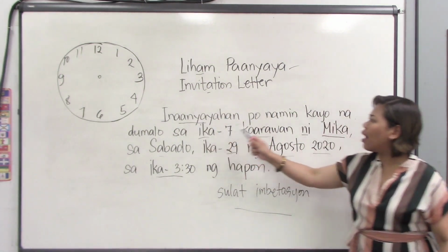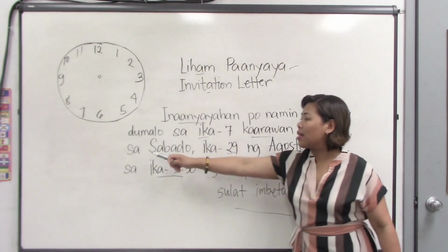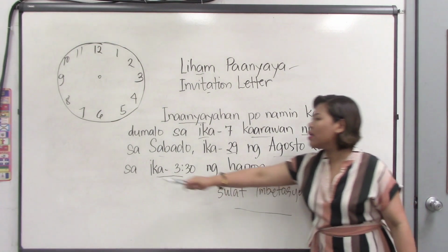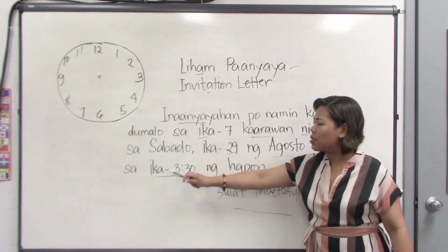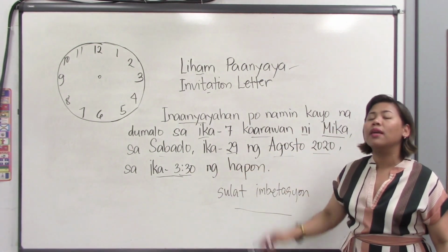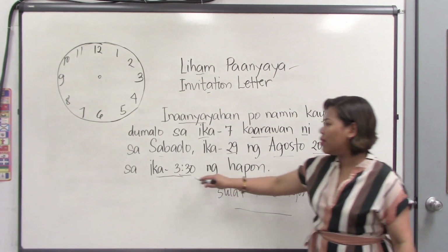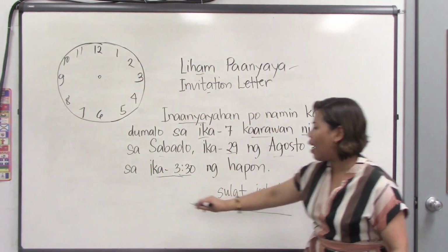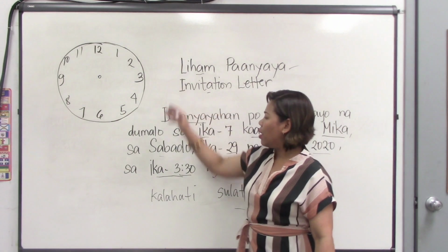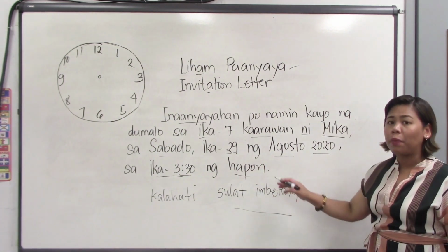So it says here, naanyayahan po namin kayo na dumalo sa ikapitong kaarawan ni Mika sa Sabado, ika-29 ng Agosto, taong 2020 sa ikatatlo at kalahati ng hapon. I read this, 30 is supposed to be 30. Sa ikatatlo at 30 ng hapon, you can do that, but usually we read this 30 as kalahati. Kalahati means half. So half an hour. 3.5 hour. It's ikatatlo at kalahati. 3:30 ng hapon. Hapon means afternoon.